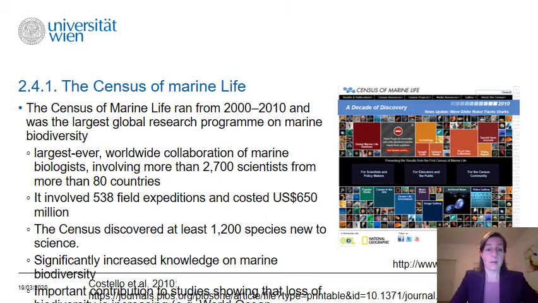As I said, it ran from 2000 to 2010, and it's the largest ever worldwide collaboration of marine biologists, involving more than 2,700 scientists from more than 80 countries. It involved 538 field expeditions, and it cost $650 million US. The results in the end were that they could describe 1,200 new species. This significantly increased knowledge on marine biodiversity, and it was also a very important contribution to other studies that aim to show that the ocean is challenged by current environmental changes, such as marine biodiversity loss, which is also very well documented in the World Ocean Assessment.